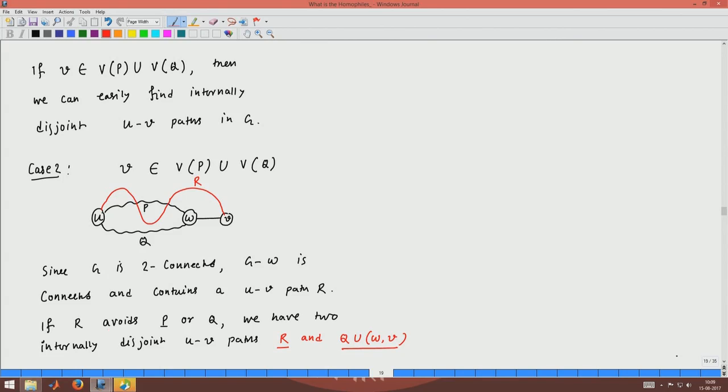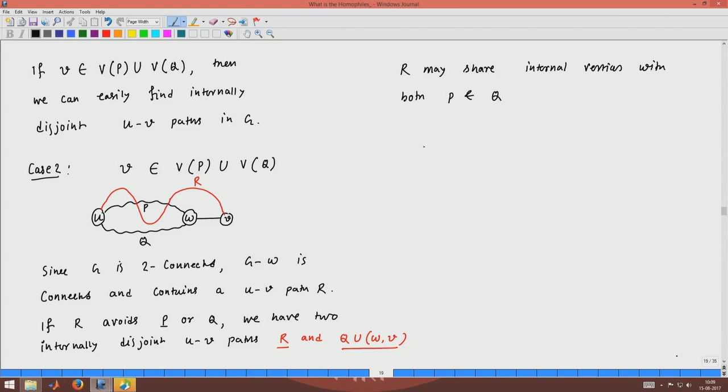The other one is R may share internal vertices with both P and Q.